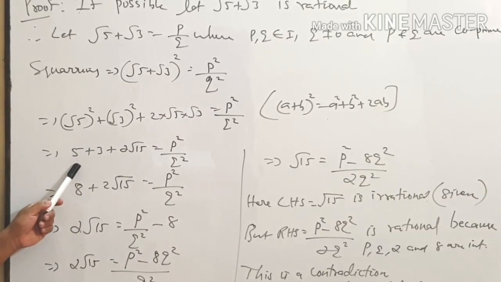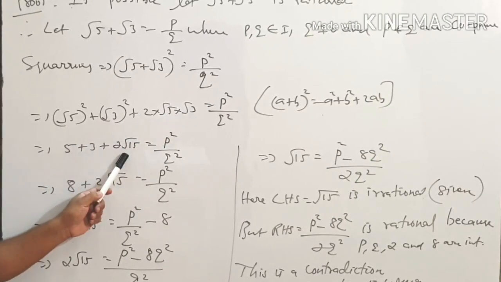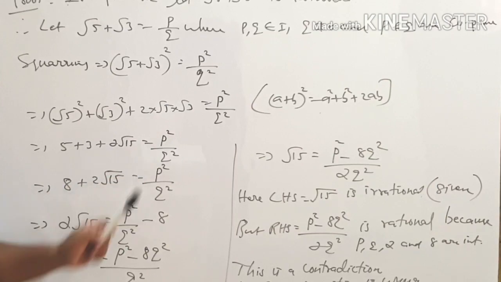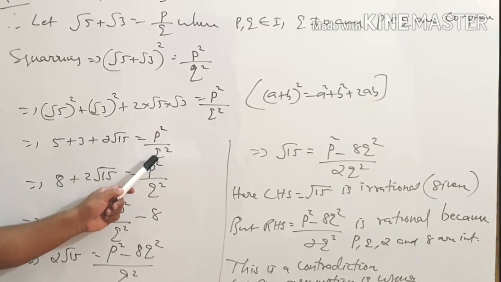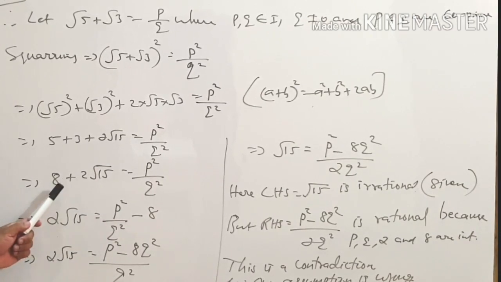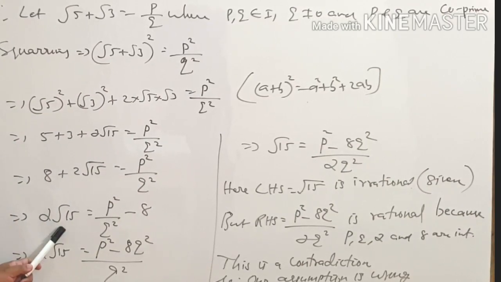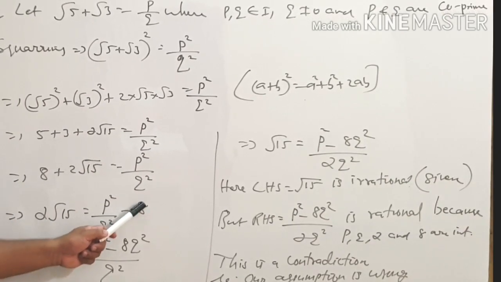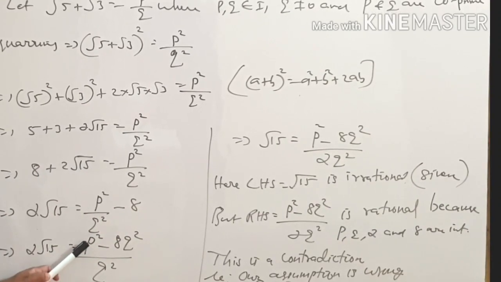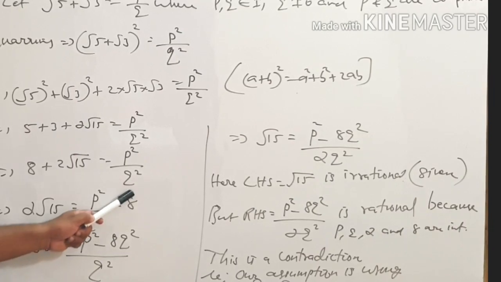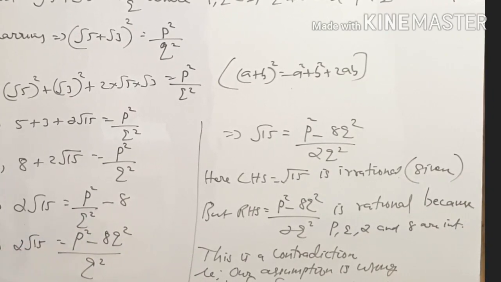Root 5 square is 5. Root 3 square is 3. 2 root 5 into root 3 is 2 root 15 is equal to p square by q square. 5 plus 3, 8 plus 2 root 15 is equal to p square by q square. Here 8 is clearly a rational part, so I take 8 to RHS. So 2 root 15 is equal to p square by q square minus 8. Simplifying the RHS, we get 2 root 15 is equal to p square minus 8 into q square whole divided by q square. Here q square is the LCM.